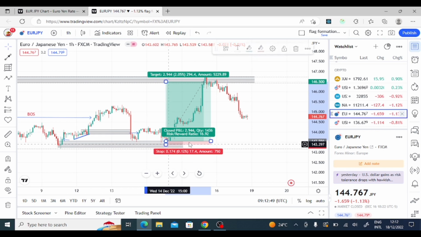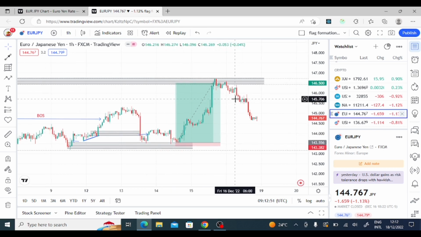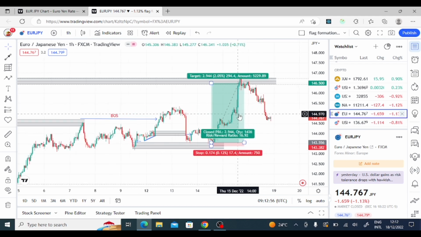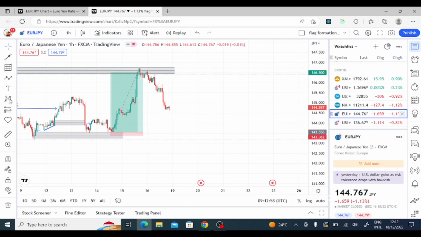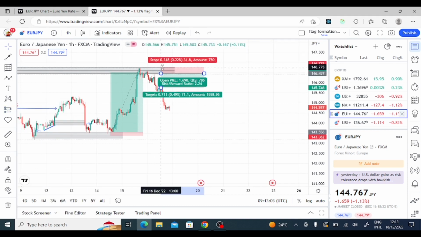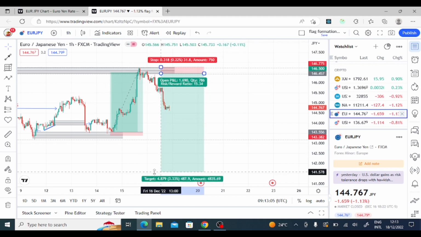Yeah, so that's it guys for this video. And as you can see, I was actually waiting on this trade to short this here, to the downside, and as you can see we are already moving nicely.